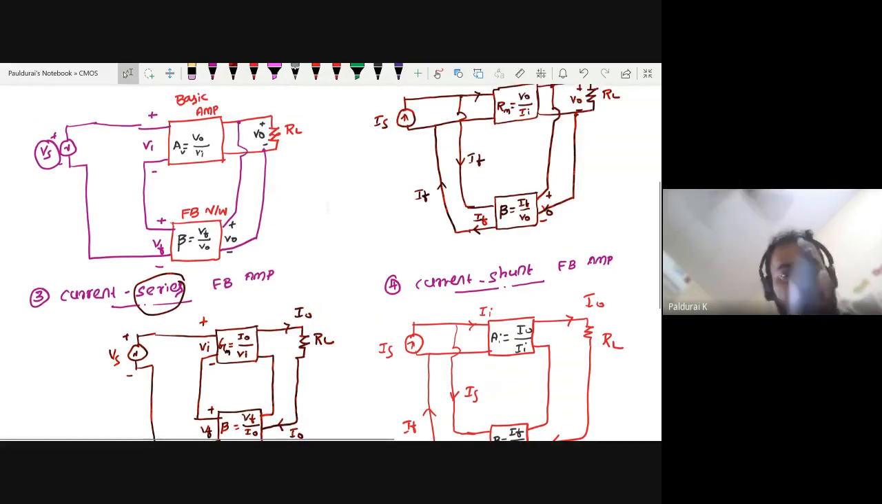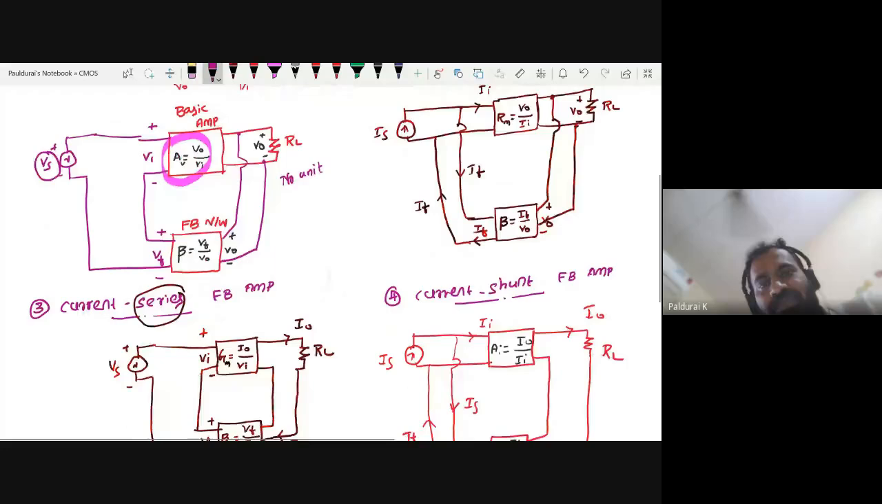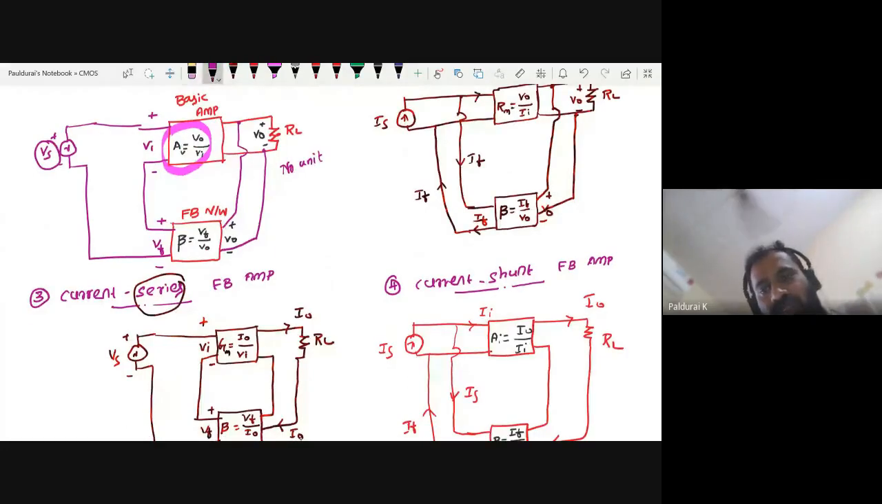So voltage series feedback amplifier, it's very simple. Output is voltage, series mixing, input also voltage. So you are getting V out by VI, right? So what is the unit? Gain. No unit. So here no unit or unitless. Similarly for current shunt, both are same quantity. Output also current, input also current. So here also no unit.